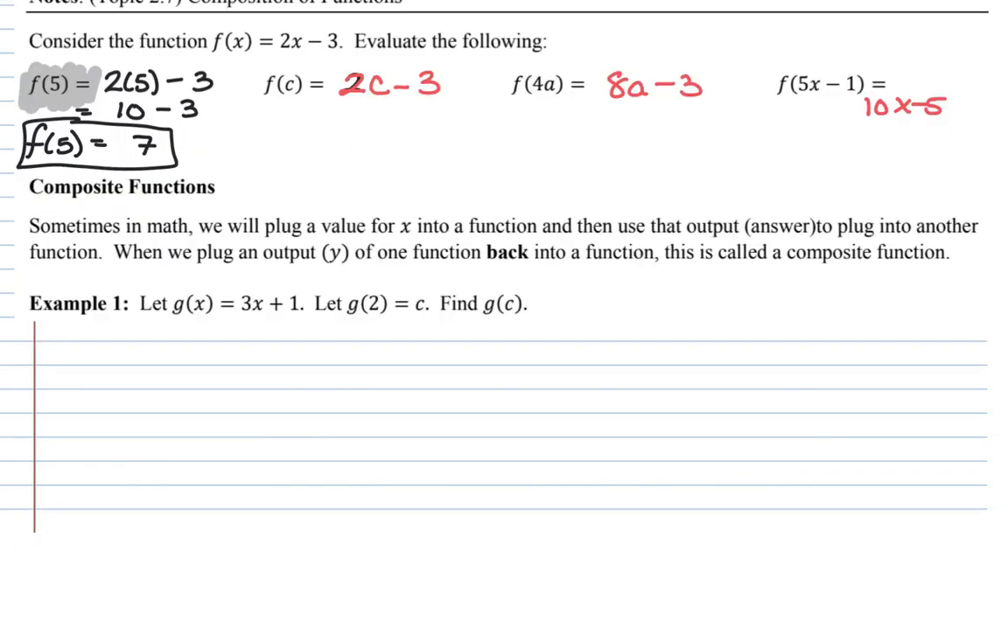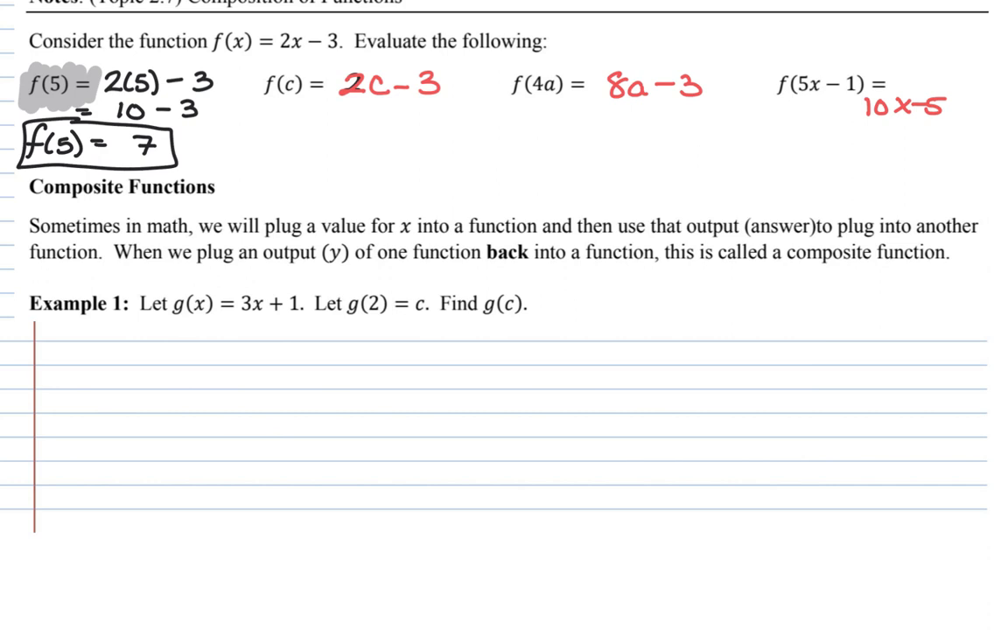So now we're going to do a little bit more. It's going to get a little bit more complicated, but it's still pretty easy. They gave us that g of x is 3x plus 1. They said g of 2 is c, and then find g of c. So it's like you're going to substitute twice. So we're leading up to composite functions and what they actually do.